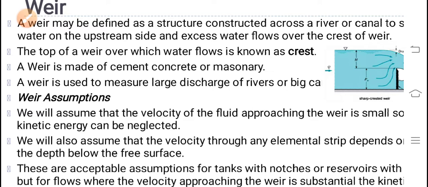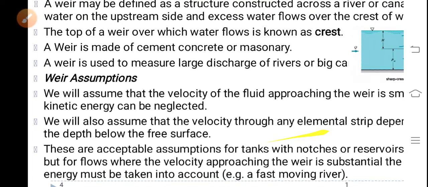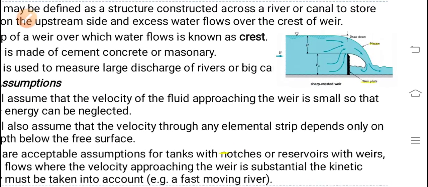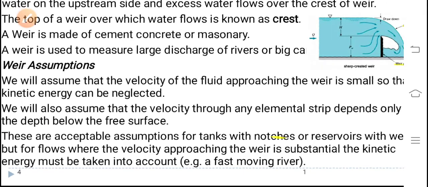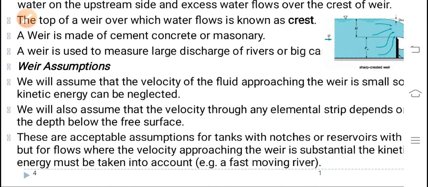Weir assumptions. Here we have to make some assumptions. Unlike notches, we will assume that the velocity of the fluid approaching the weir is small so that the kinetic energy can be neglected. We will also assume that the velocity through any elementary strip depends only on the depth below the free surface. This is an assumption. It may not be true in a practical case.